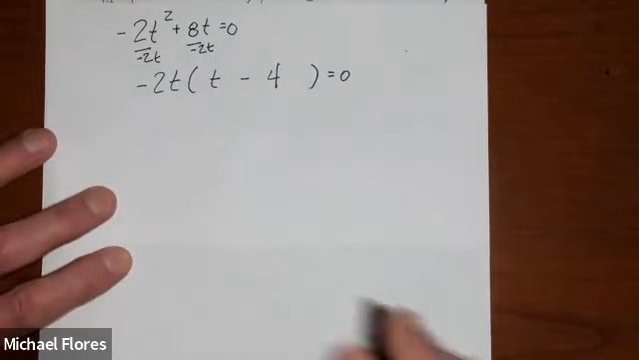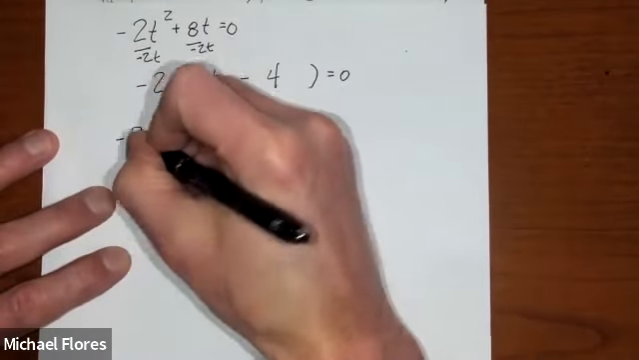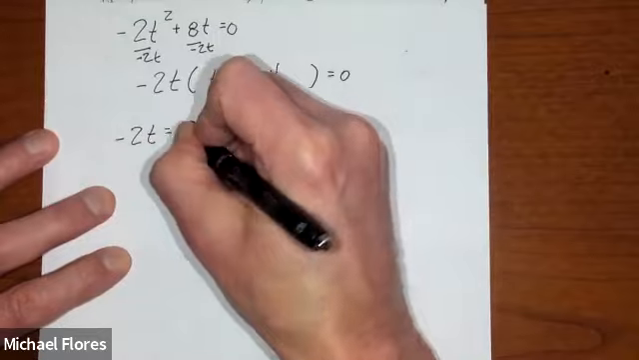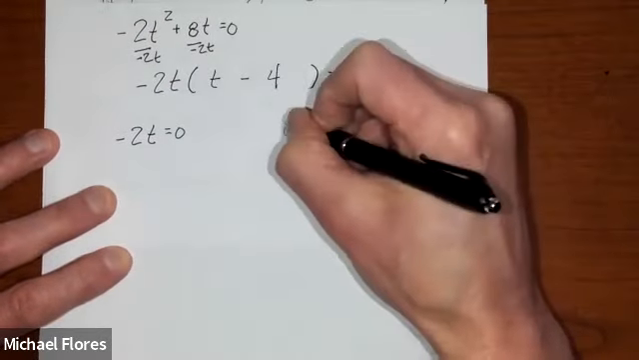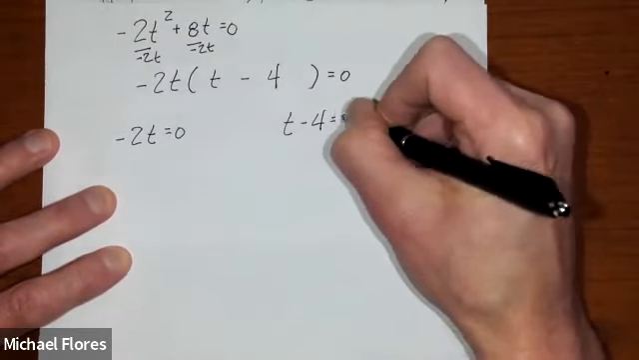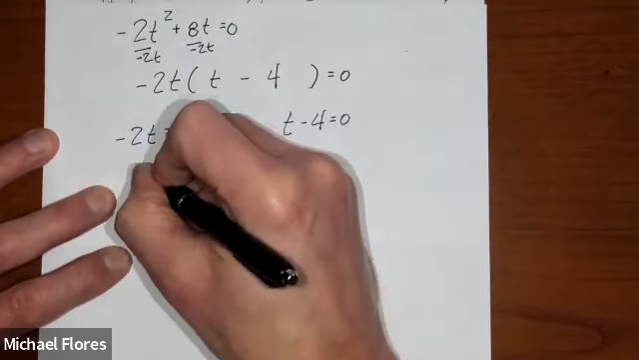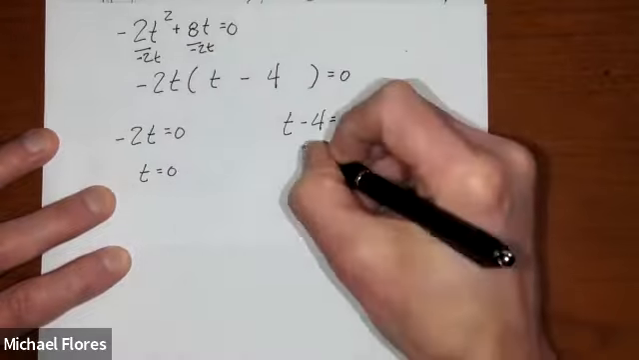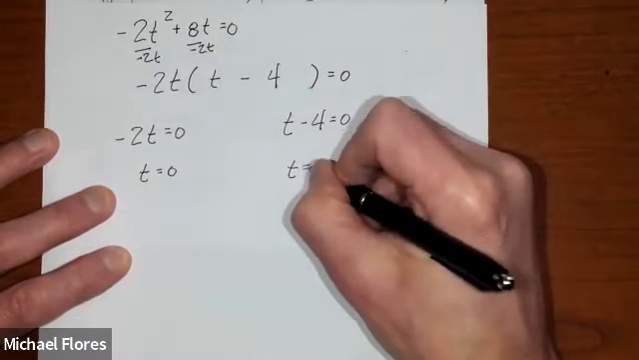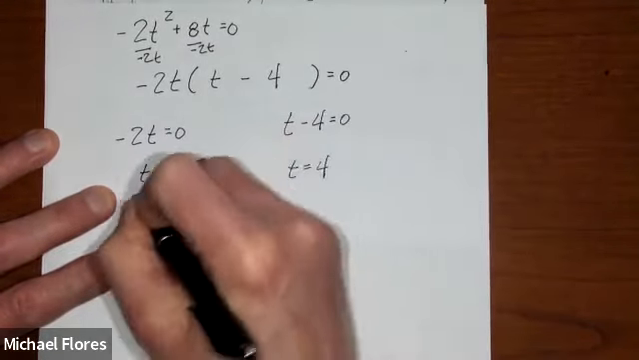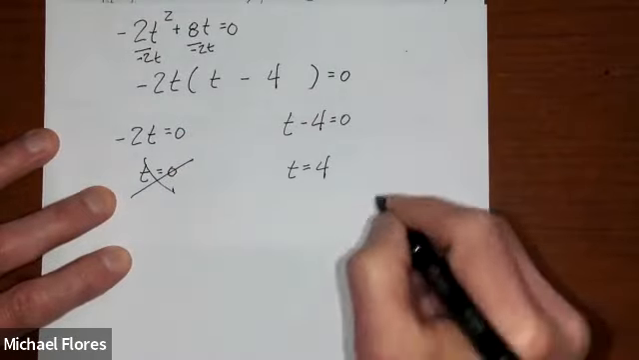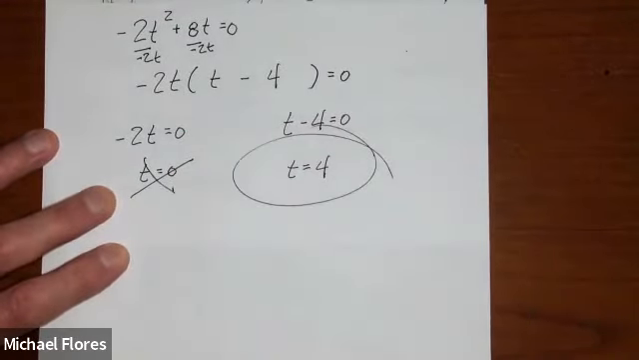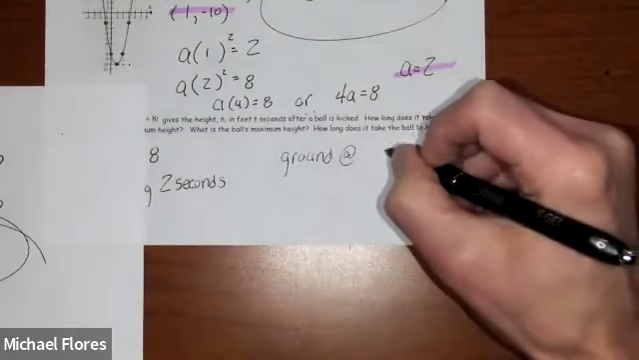set equal to 0. Okay, now we have 2 factors here that we'd want to set equal to 0. Solve them both. We'd have to divide by -2 here. 0 divided by -2 is 0. Here we'd have to add 4 to both sides. You don't want the one that's 0 because that's where we started. We started at 0, but we hit the ground 4 seconds later.